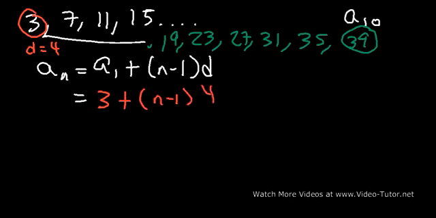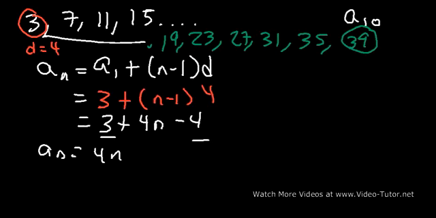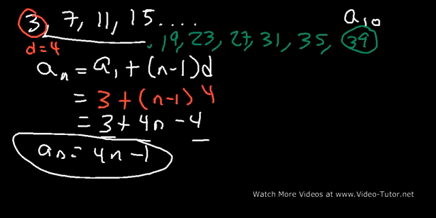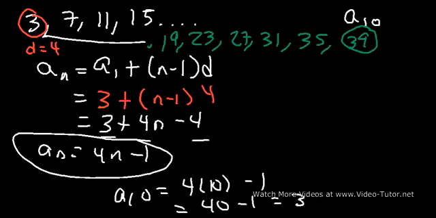So distribute 4 to n minus 1. You're going to get 4n minus 4, and then combine like terms. Combine the 3 and the negative 4. So 3 minus 4 is negative 1. So this is the general equation that you need. Now if we plug in 10 for n, it's going to be 4 times 10 minus 1. 4 times 10 is 40, and 40 minus 1 is 39, which indeed is the number we got.